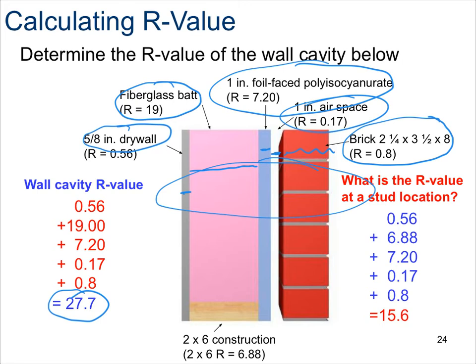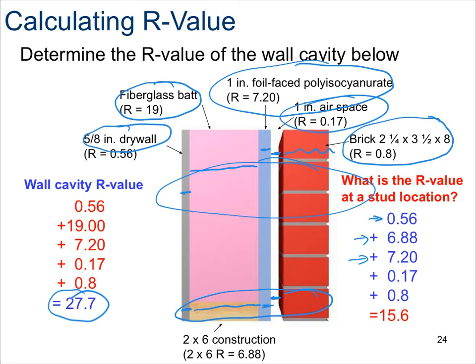So at the stud location, right here, if I take a cross-sectional view of it, I have the 5/8 inch drywall, R value of 0.56. We have the R value of the 2x6 construction, which has an R value of 6.88. We have the 1 inch foil-faced polyisocyanurate, which has an R value of 7.20.